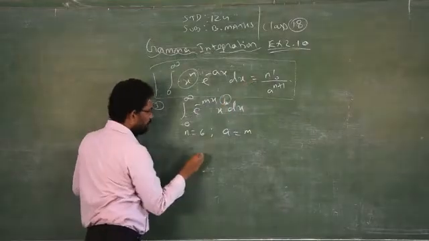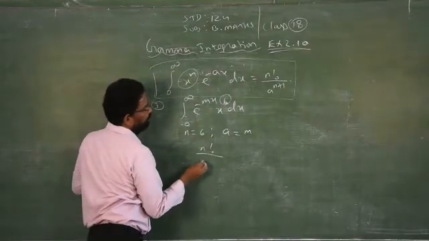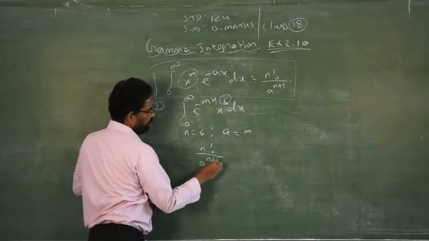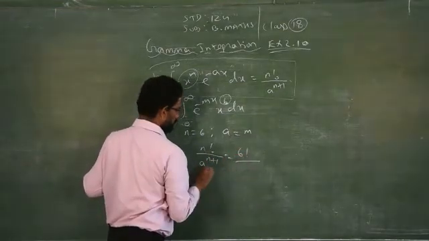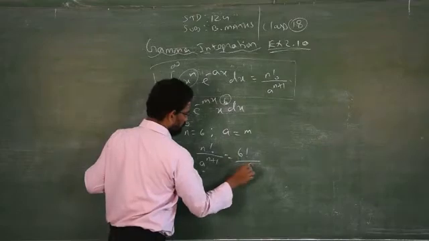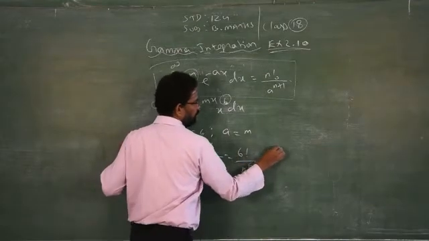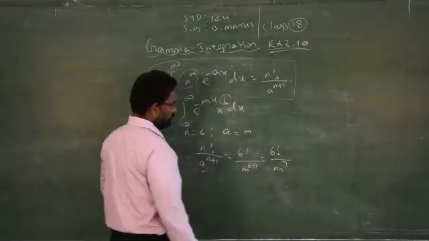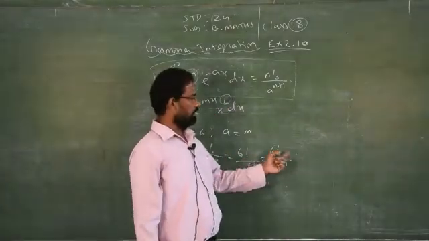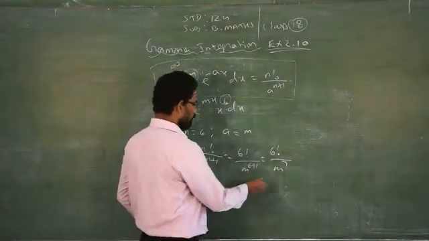So just apply the formula n factorial by a power n plus 1. What is your n? 6 factorial by, what is your a? m, power 6 plus 1. So you will get 6 factorial by m power 7. If you want to expand 6 factorial, you can expand and simplify, nothing wrong. So what will be the answer?